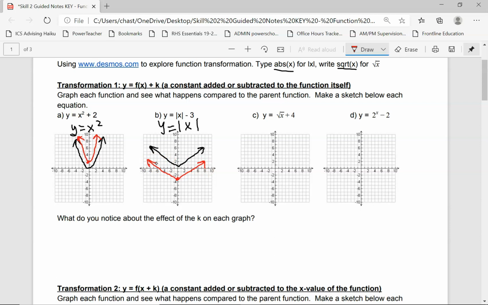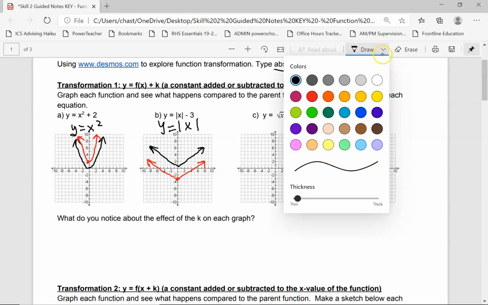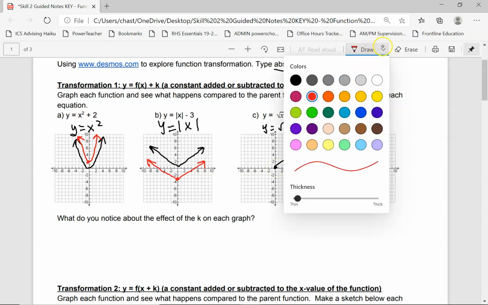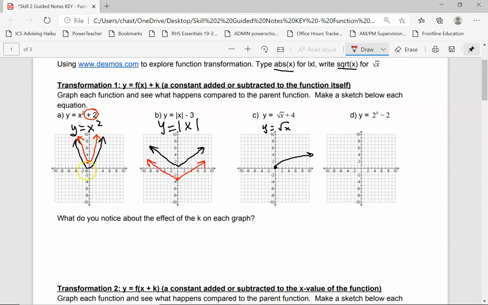For the rest of these, I'm just going to go off of memory because you should have learned your parent functions. Square root of x is the parent function here. That graph kind of did something like this. Now, if you look at the first two functions, you probably notice that the number at the end told us where to go up or down from our starting point. So you can kind of generalize here. If I have a plus 4 here, you may be thinking, oh, that's going to start up here, and then the rest of the graph is going to look just like the parent, but it's just going to be moved up or down.